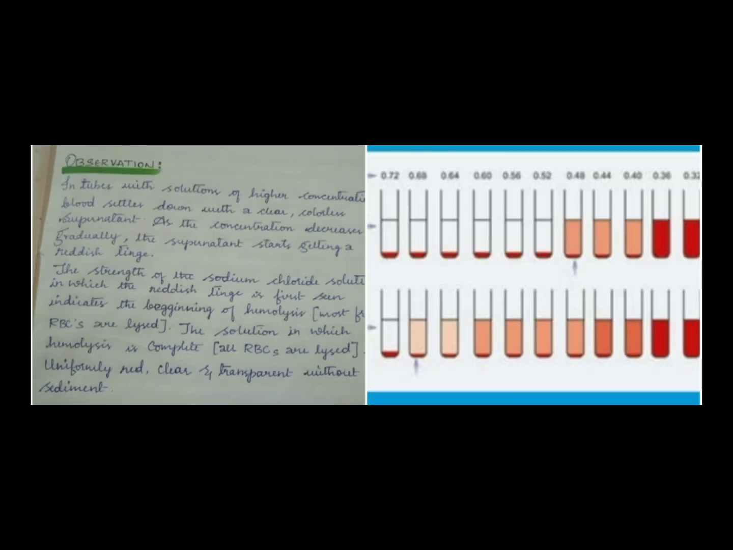Observation: in tubes with solutions of higher concentration, blood settles down with a clear, colorless supernatant. As the concentration decreases gradually, the supernatant starts getting a reddish tint. The reddish tinge first seen indicates the beginning of hemolysis. In the solution in which hemolysis is complete, all RBCs are lysed, uniformly red, clear and transparent without any sediment.